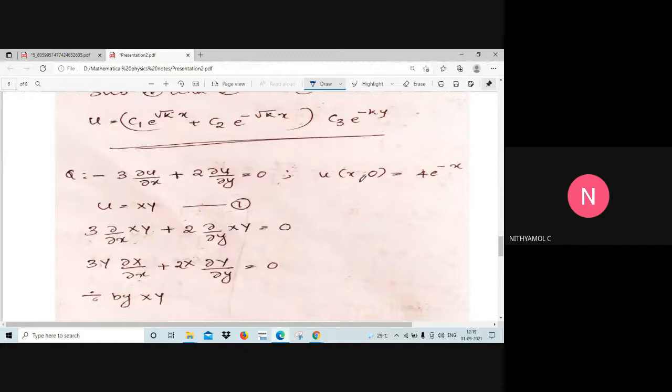So in this problem, 3 into dou u by dou x plus 2 into dou u by dou y is equal to 0. Here it's given an initial condition, that is u of x, 0 is equal to 4 e raised to minus x. Here x, 0 means here y is equal to 0. In this case, y is equal to 0. So in the last part, we have to apply this initial condition.